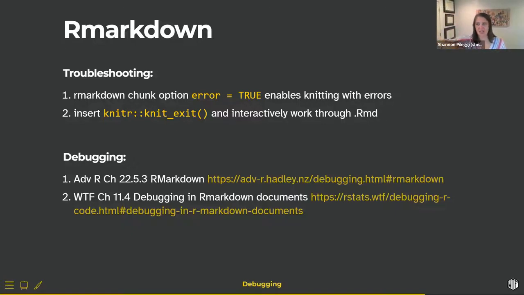And then I move it down and things break. And now I've kind of narrowed down where the problem is. So knit exit is a great way to stop the execution of your R Markdown rendering so you can figure out iteratively where that error is. There are more advanced debugging techniques for R Markdown, like proper debugging, not just troubleshooting. And for that, I'll refer you to Advanced R and the WTF book as well.